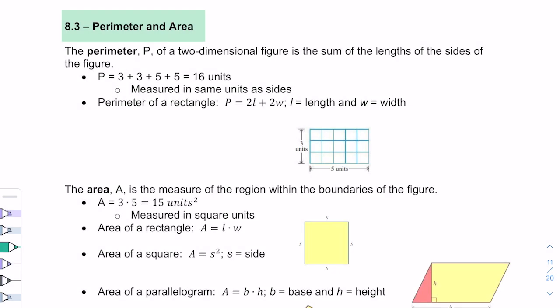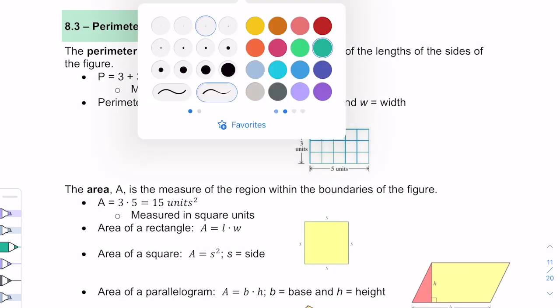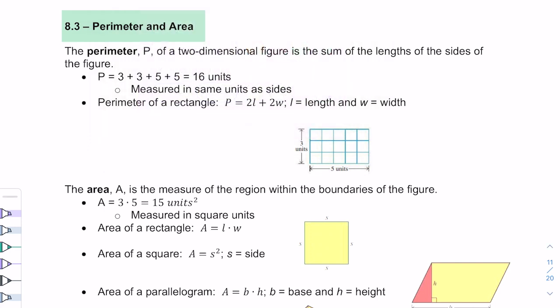Hi everyone, welcome back. In this section 8.3 we're going to talk about perimeter and area. So perimeter is just the sum of the lengths of the sides of a two-dimensional figure, and we designate perimeter with a capital P. And in the example that I provided with the rectangle, we've got it made up of squares, so we can kind of visualize perimeter and area.